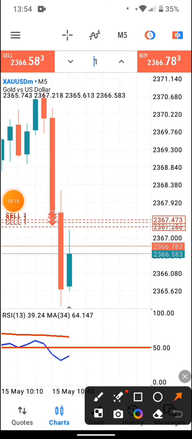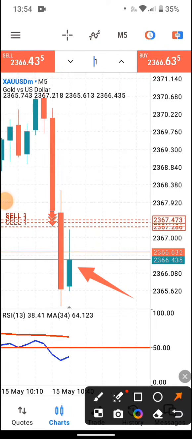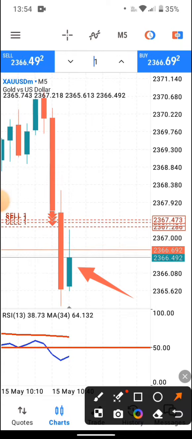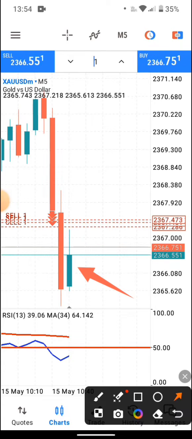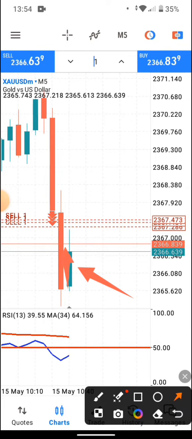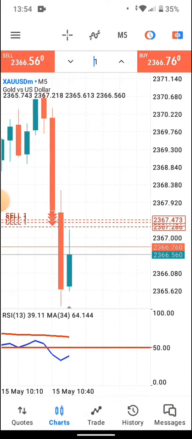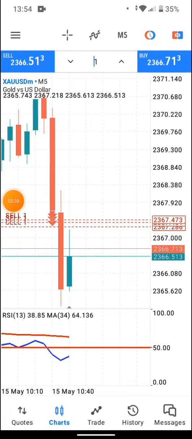This is for the beginners. My channel is basically for beginner traders. You can see now the sellers are pushing the market down. When you see the market pumping up like this, the candle is going up, it means the buyers are pushing. When it's moving down, the sellers are pushing the market down.